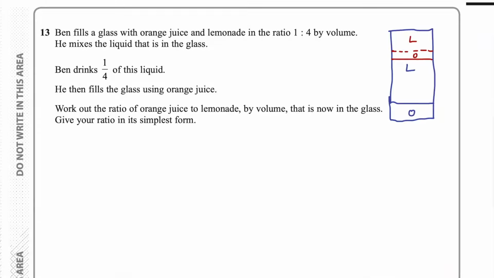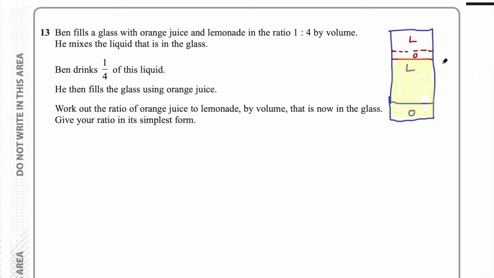And then he filled it up again with orange juice, a quarter orange juice. Okay, so let's work out the ratio of orange juice to lemonade in the remaining liquid. So this is the remaining part in here before he fills it up again. So we need to know the ratio in there. What's the existing ratio in the liquid that's left over?